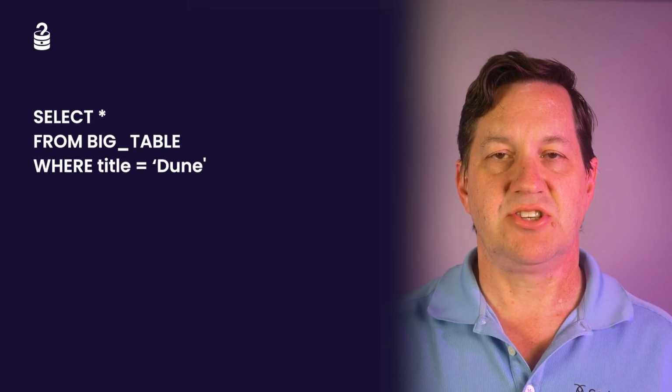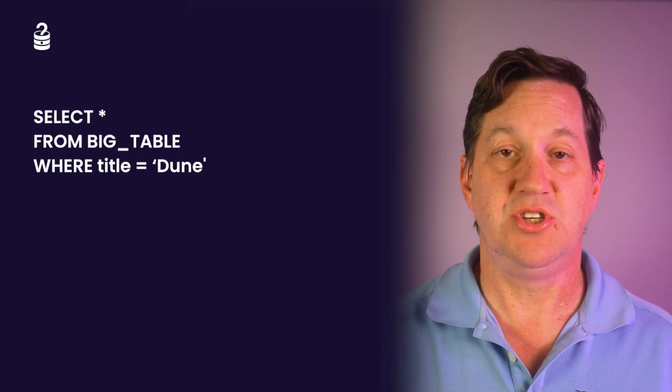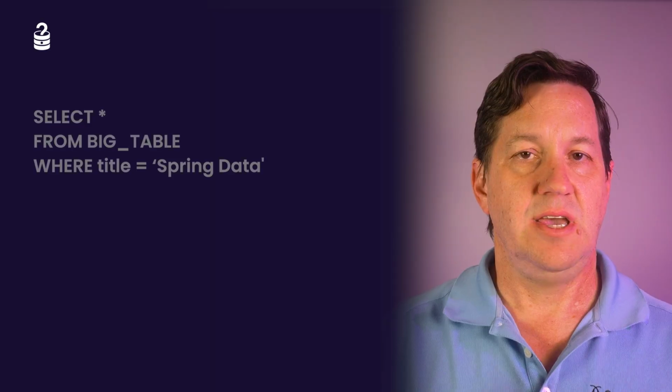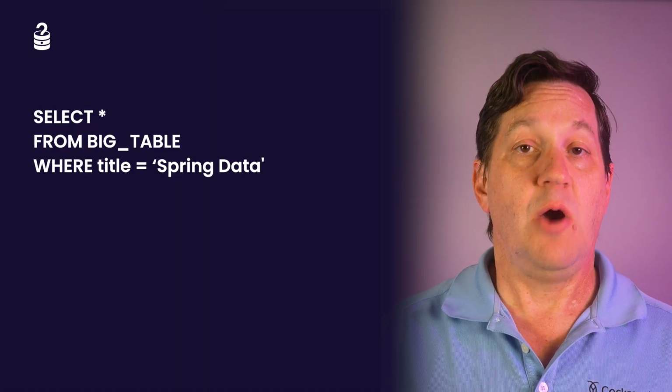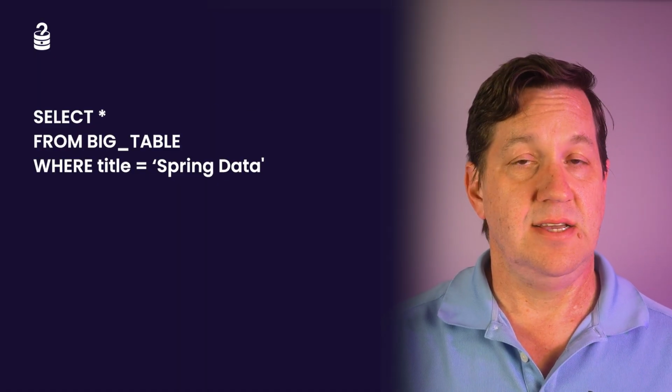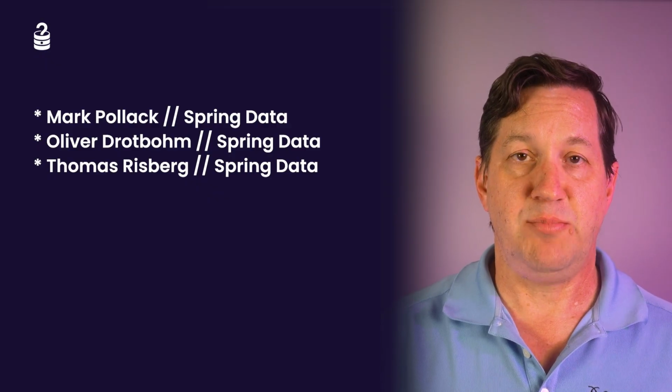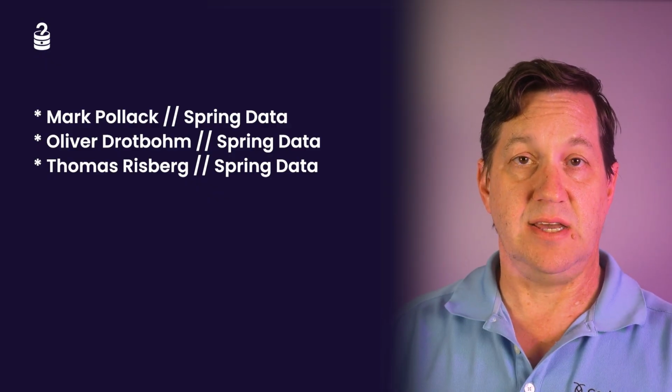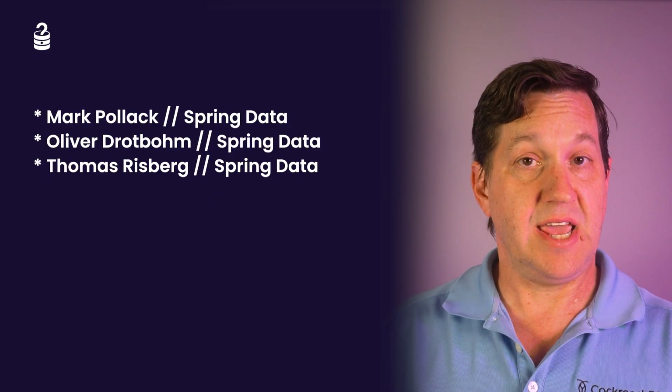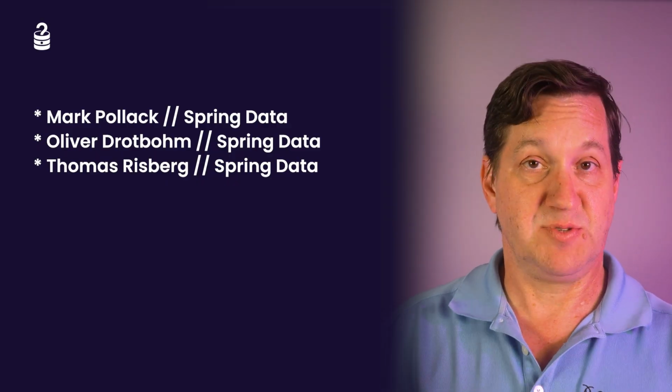At a glance, it may not seem hard to find a given book. Just write something like this: select star from big table where title equals Dune. That would give us back a result set with 2 columns, Frank Herbert and Dune. And that looks all right, right? But what happens if we alter the parameter to Spring Data but change nothing else? Select star from big table where title equals Spring Data. This would give us a multi-line output: Mark Pollack, Spring Data. Oliver Gierke, Spring Data. Thomas Risberg, Spring Data.